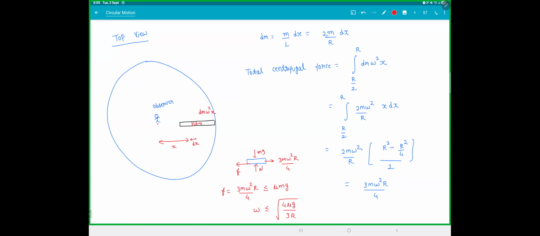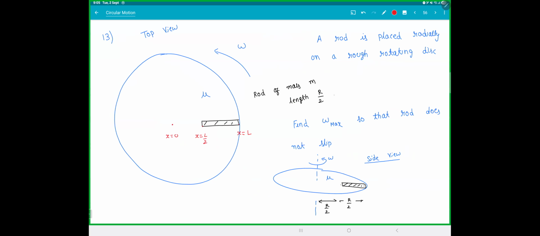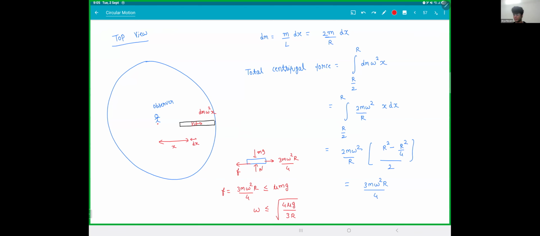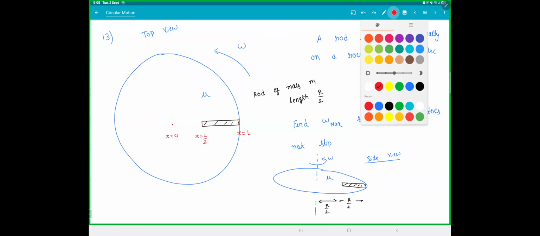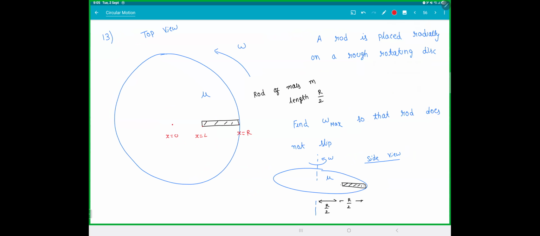All clear with this? Sir, can you tell me how you got the 2 in the second step of the integration? Is it x square by 2? No, sir. From the first step to the second step, 2m omega square by r. The length is r by 2. Okay, right. The length of the rod is r by 2. Okay, I wrote L here. R and r by 2. The total length of the rod is not L.